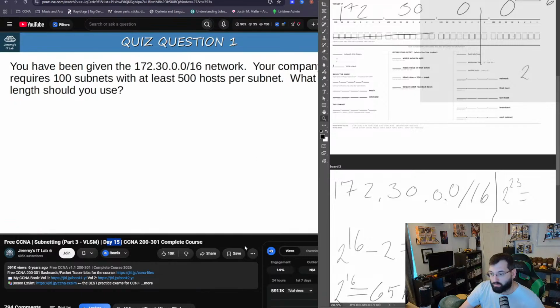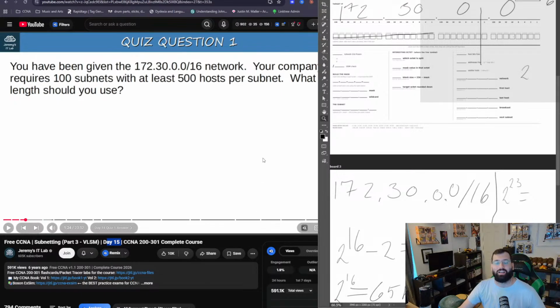How many bits do we have to borrow to make 100 subnets? I hate him. He's like, this is a simple one. Let's do it. You can just count on your fingers.